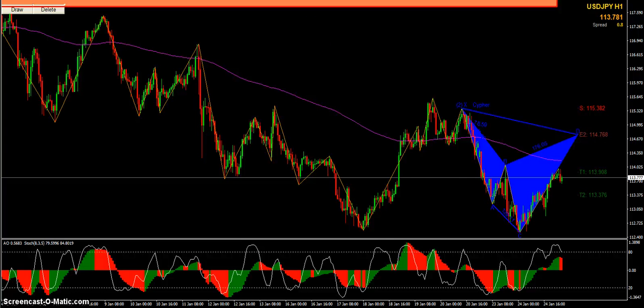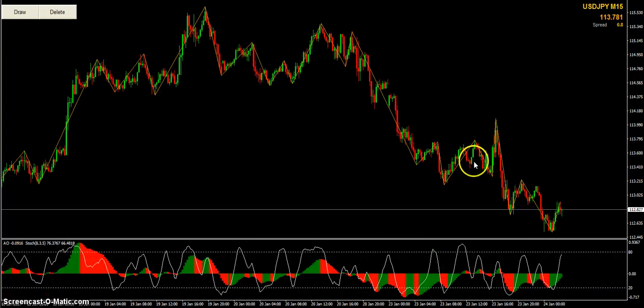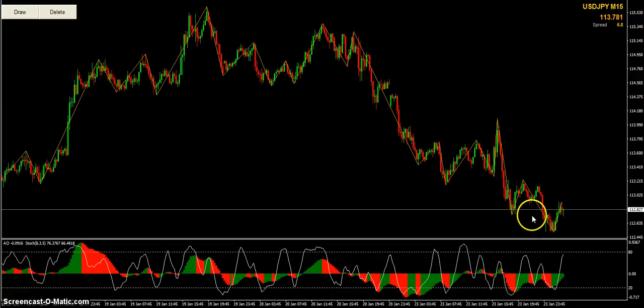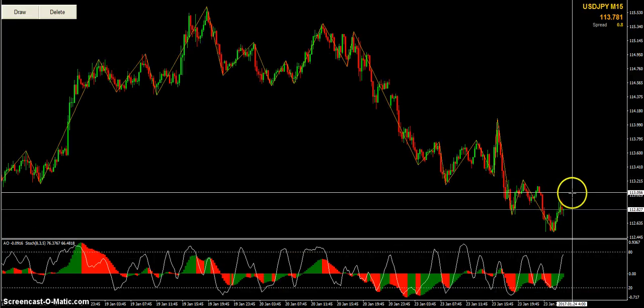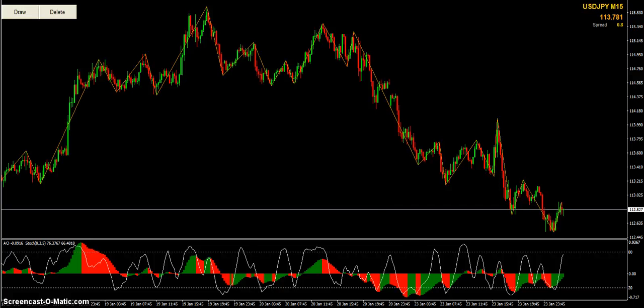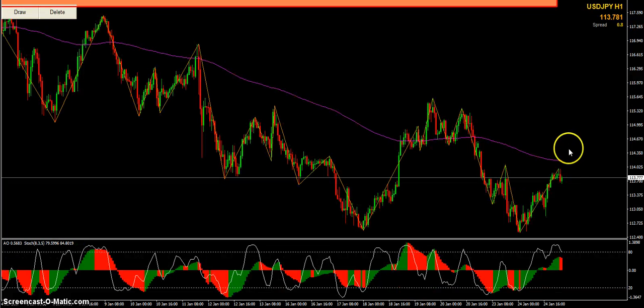Where do we think it'll go if we drop down to the 15-minute chart? We're probably looking at a pullback. Definitely got divergence on the lowest time frame. So hopefully it does push back higher and we get that move all the way back up to these levels where we're looking at taking the trade.